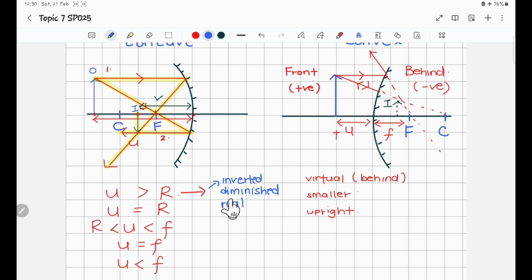And lastly, we have real. So what does real mean? Real means the position of the image occurs in front of the surface. So here we have the front surface, and then here we have the back surface.